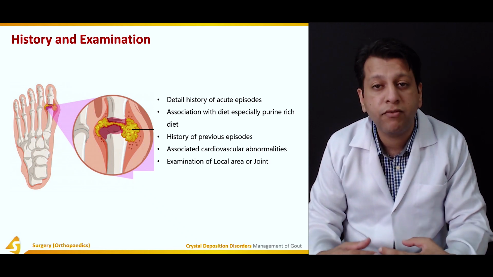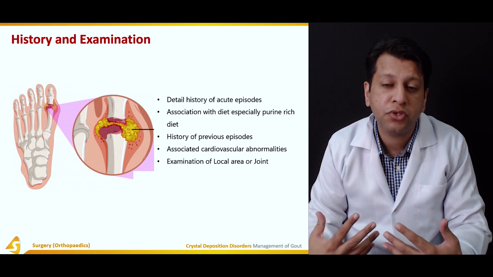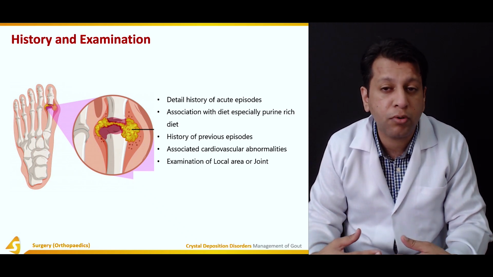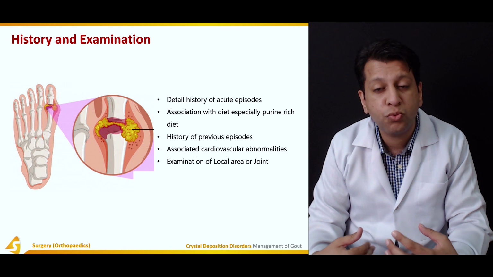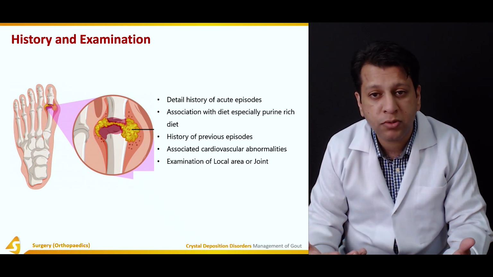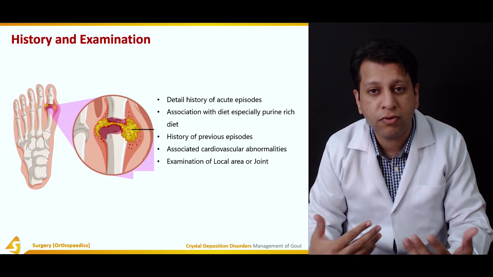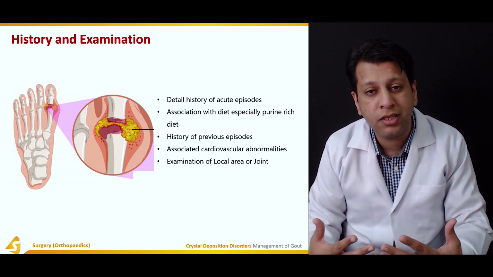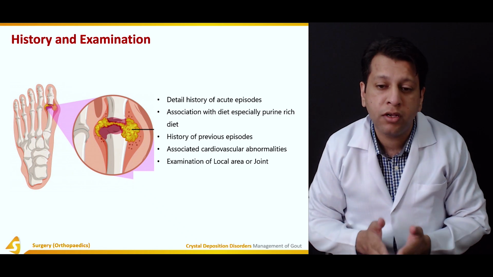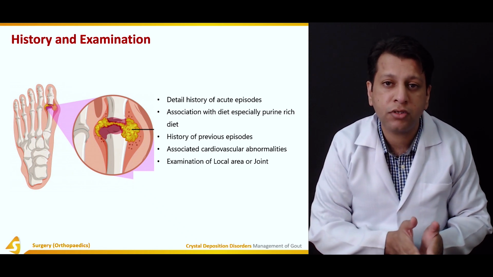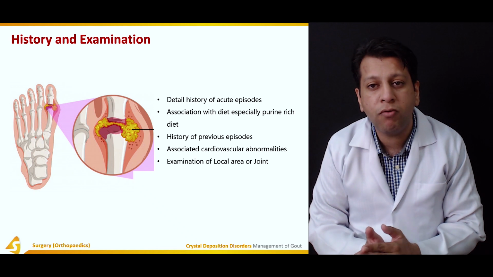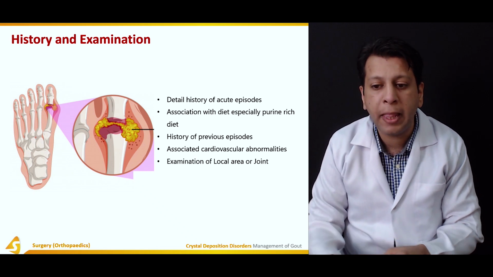After detailed history, then comes examination. Now, examination could be local and general. Local is whatever the joint is. If the patient comes with a knee swelling, you have to examine the knee, and the other knee as well, for comparison. And then there is a generalized examination as well. We have to rule out other causes which may or may not be involved with the gout.